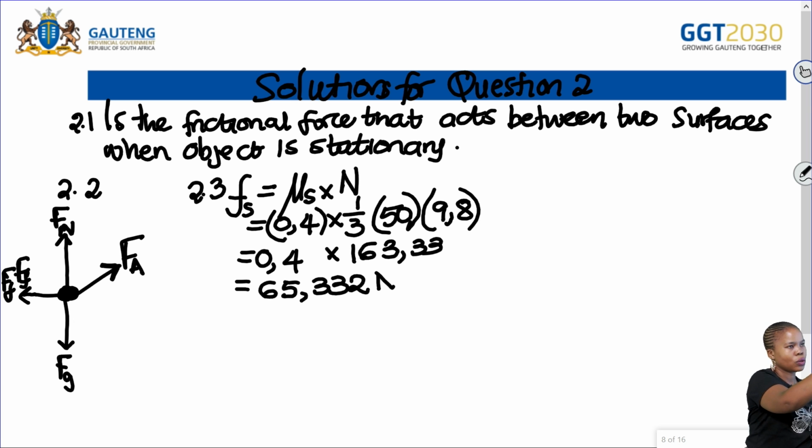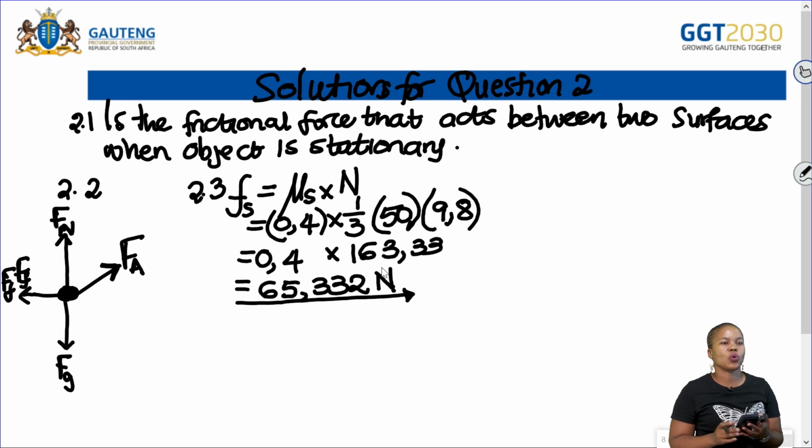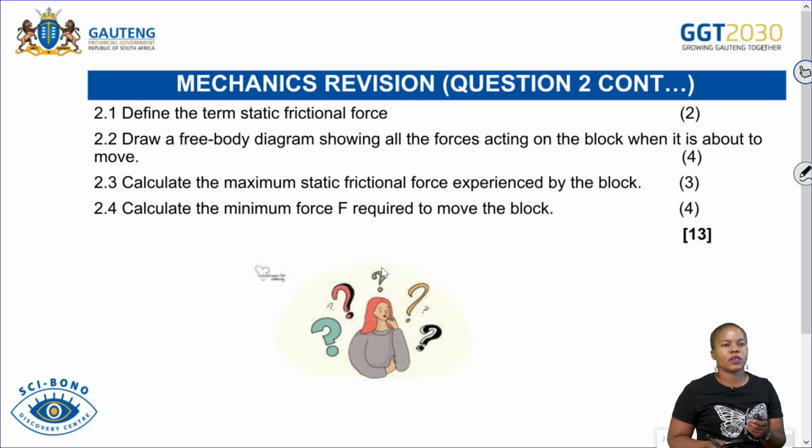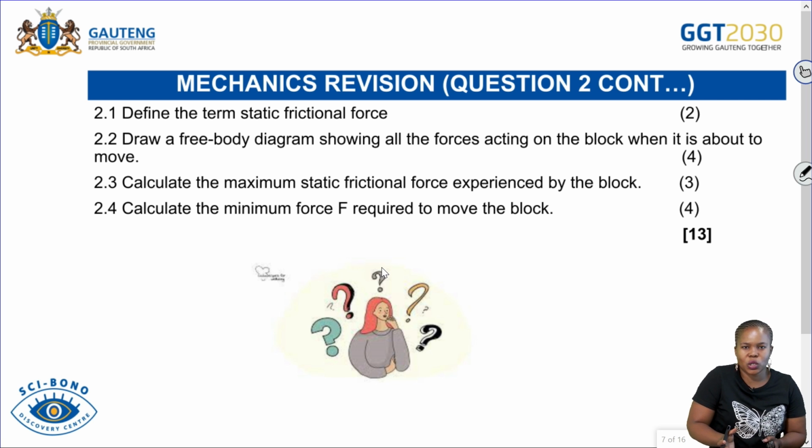65,332 newtons. Okay, so that's how simple it is to calculate your maximum static frictional force experienced by the block. Okay, now calculate for your 2.4. Calculate the minimum force required to move the block. What is that force that I need to put into this object so that it starts to move?